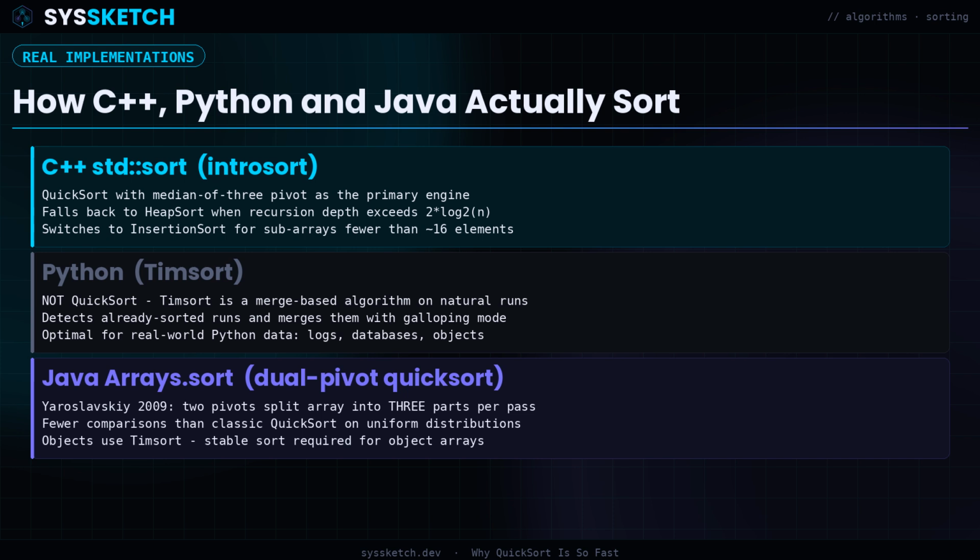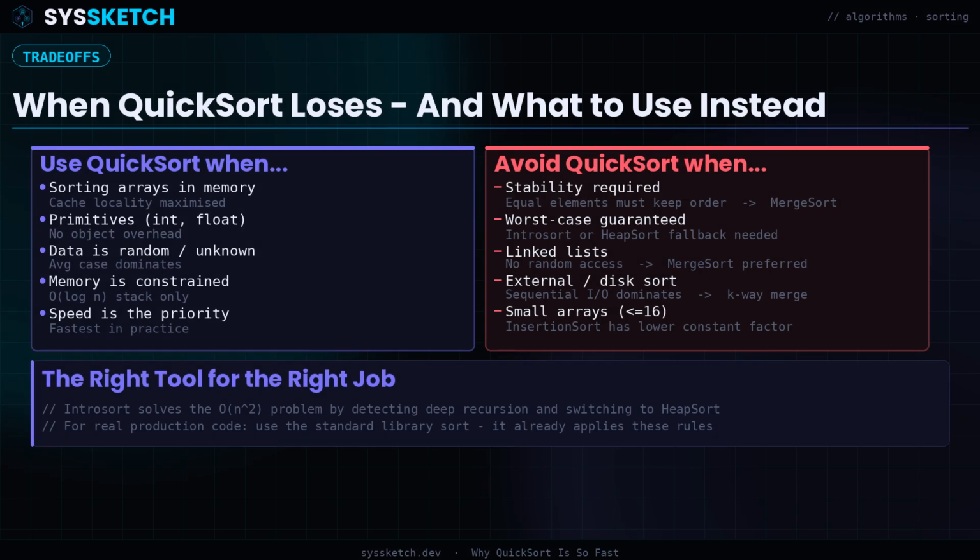QuickSort is not the right choice for every situation, and knowing when to reach for something else is as important as understanding the algorithm itself. Use QuickSort when you are sorting arrays in memory, working with primitive types where object overhead is absent, dealing with data whose distribution is unknown, and when raw speed is the priority and memory is constrained.